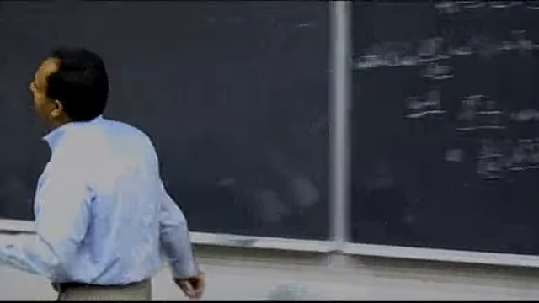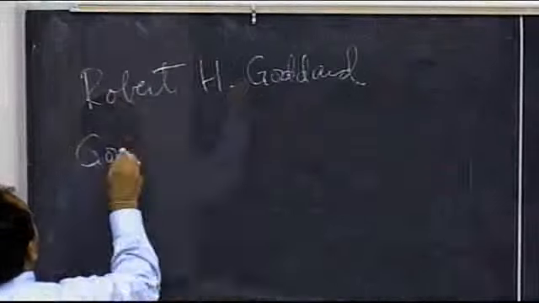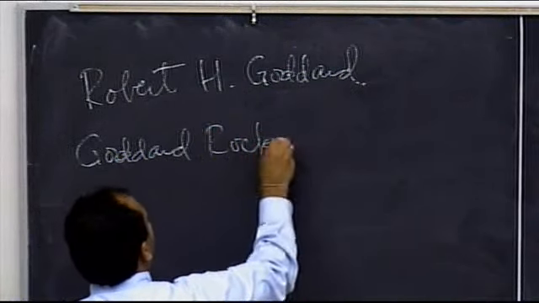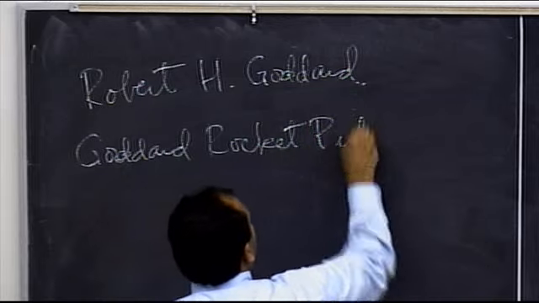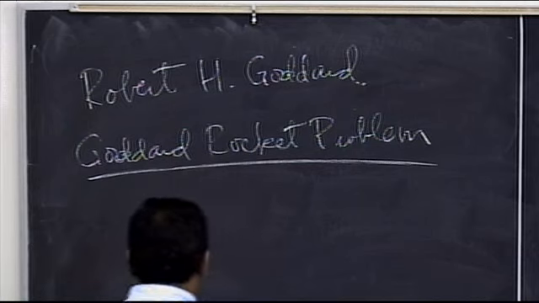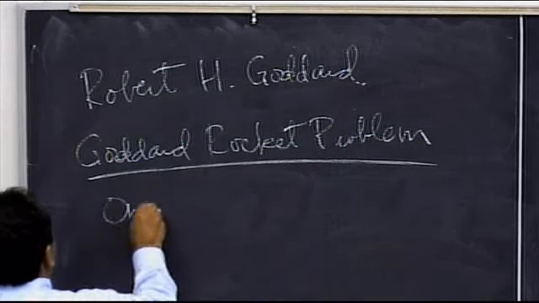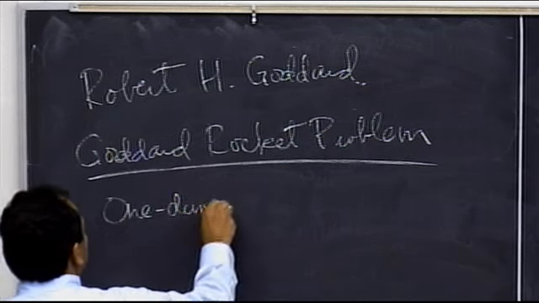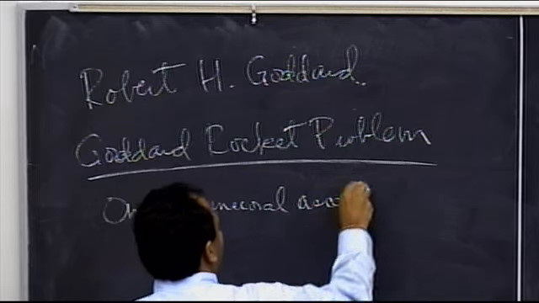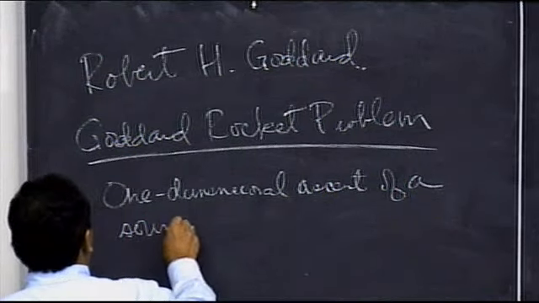So his famous problem is what's now called the Goddard rocket problem, and it goes like this. It's a really great problem because you would never think that the optimal solution actually looks like this. So here's what it is. It's a one-dimensional ascent of a sounding rocket.